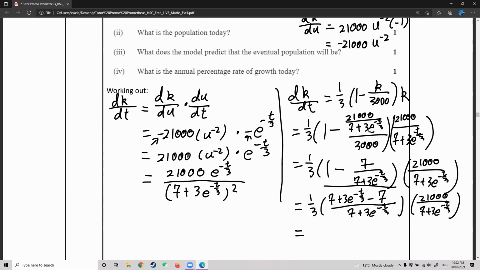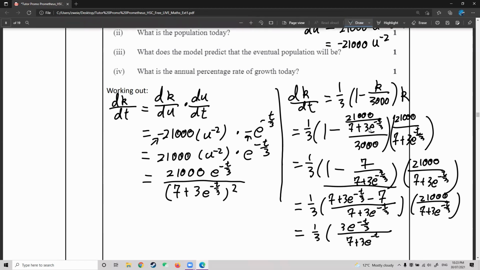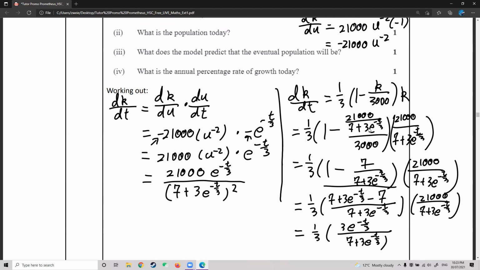What I will get is 1 on 3, 3e minus t on 3 over 7 plus 3e minus t on 3, and I'm going to multiply the top two together. So I'll get 21000 also inside.